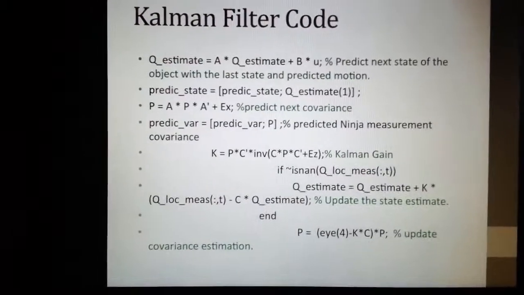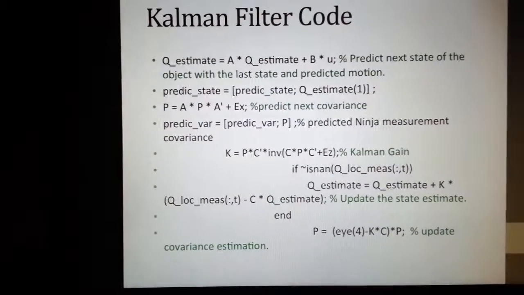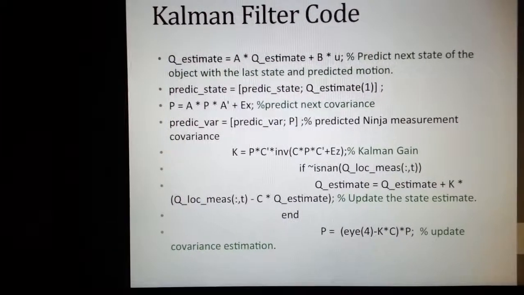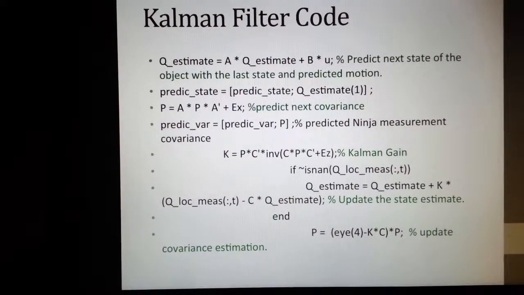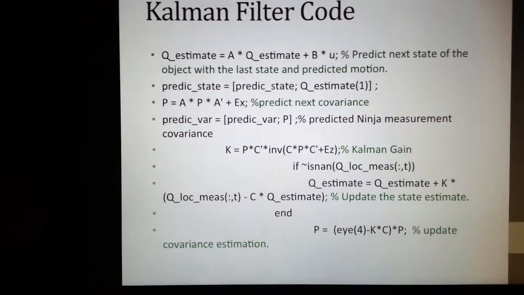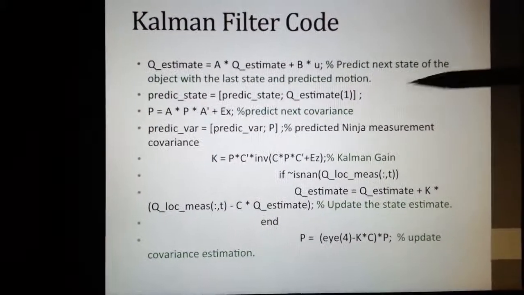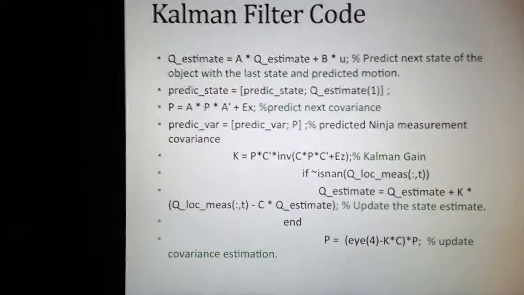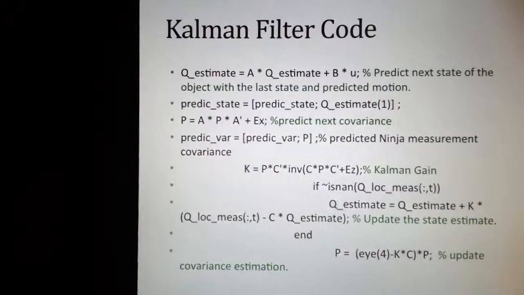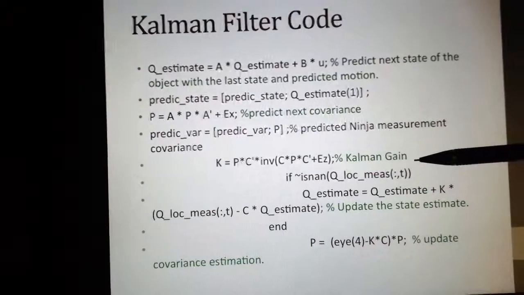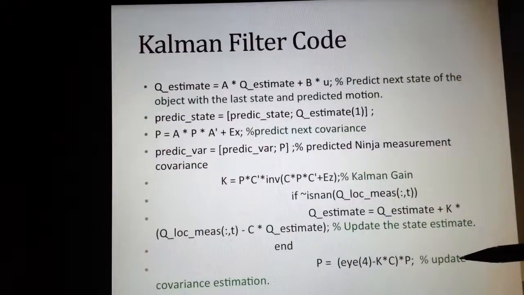And now we can see how this is actually implemented in code. From this code, the viewer can see the loop that each frame must pass through in order to calculate the object's next move. First, you see the prediction of the next step of the object with the last state and a predicted motion. Next is predicting the next covariance, as you can see here. And you can also see the code barely deviates from the flowchart as the Kalman gain is being calculated here. And then again, the update state estimate and covariance estimation here.